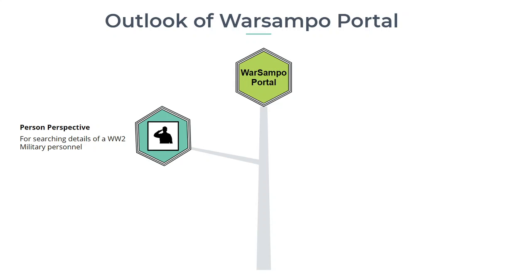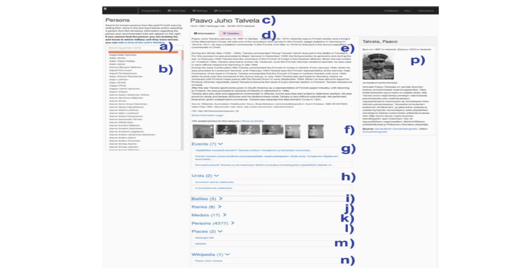So the first perspective is the person perspective. It is used for searching the details about military personnel of World War II. So here's the interface. Now, by the letter A we describe the search bar which is present on the interface, and by B we show the different results we get after querying a name.